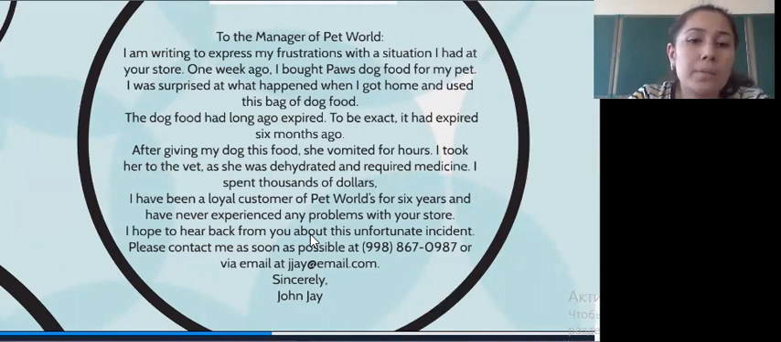Second step: I am writing to express my frustrations with a situation I had at your store. So pay attention here. The author is showing her feeling, like my frustration. Before the situation, she's showing her emotions. And after showing it, she's beginning the second step, telling the manager what happened, why she is angry from the situation, why she's angry, what happened.